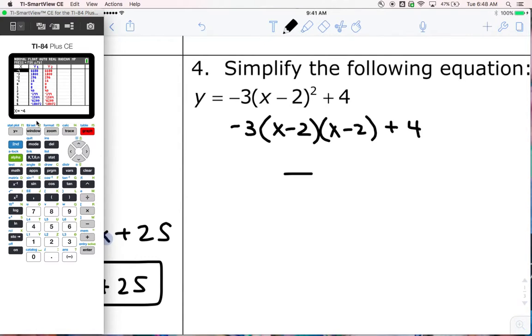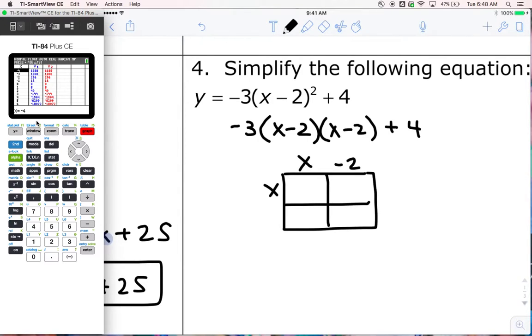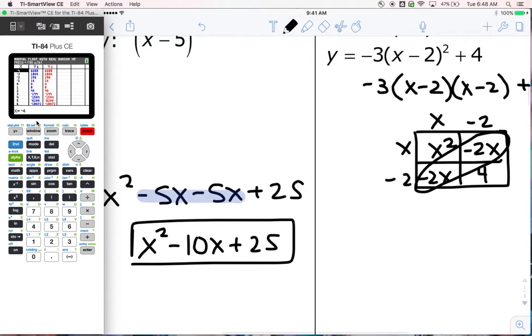So I'm going to ignore everything else for a second, and I'm going to do the box here real quickly. And I'm going to put my x and my negative 2 along my box, and I'm going to get my product inside. So x squared, negative 2x, and a positive 4. I'm going to go ahead and do this in one step. I'm going to combine my like terms from the box. I'm just not rewriting them like this.